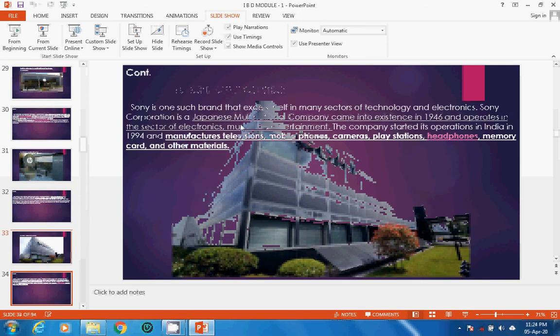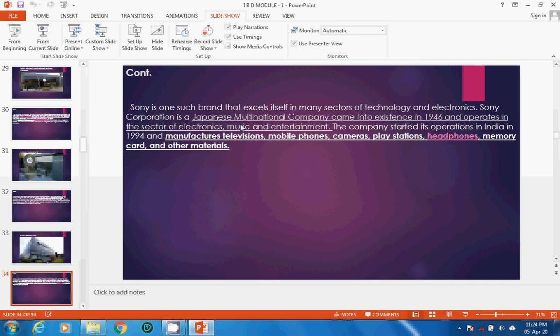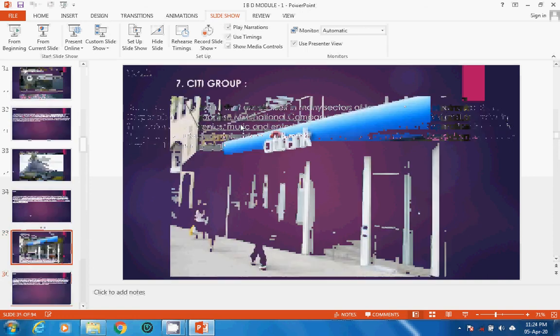Sony Corporation. Sony is one such brand that excels in many sectors of technology and electronics. Sony Corporation is a Japanese multinational company that came into existence in the year 1946 and operates in the sector of electronics, music, and entertainment. The company started its operation in India in 1994 and manufactures television, mobile phones, cameras, PlayStations, headphones, memory cards, and other materials.